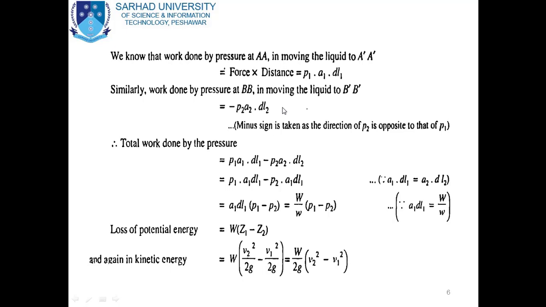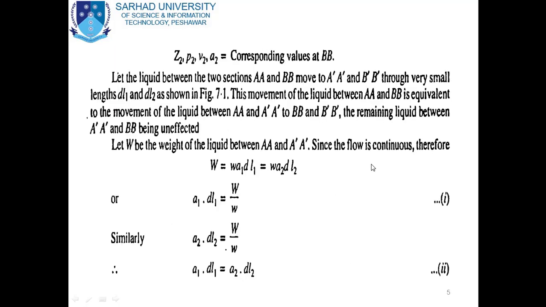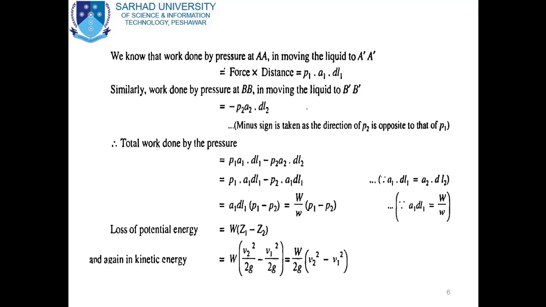Now the total work done by pressure is equal to the sum of the two, that is P1 A1 dL1 minus P2 A2 dL2. Here A2 dL2 is equal to A1 dL1 from equation number 2. You can take A1 dL1 common, so we get A1 dL1 into P1 minus P2. Also A1 dL1 is equal to weight divided by omega, so the total work done by pressure is weight divided by omega into P1 minus P2.